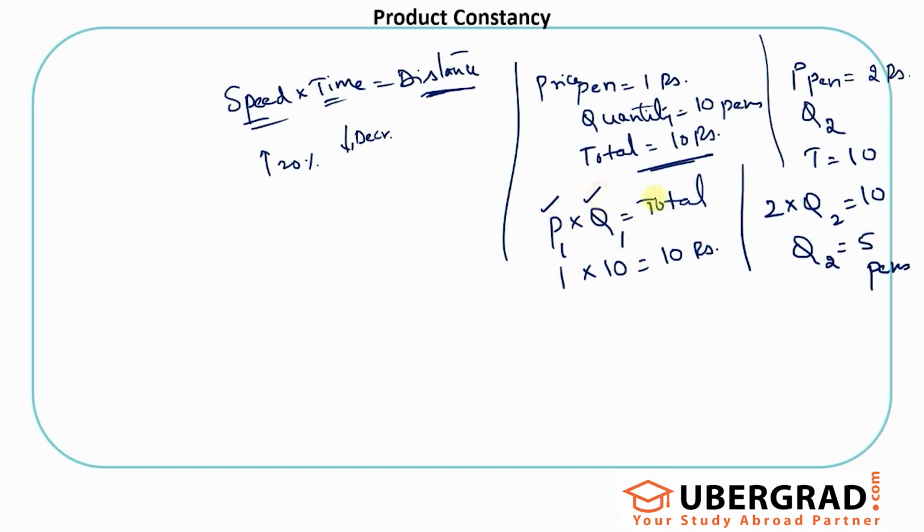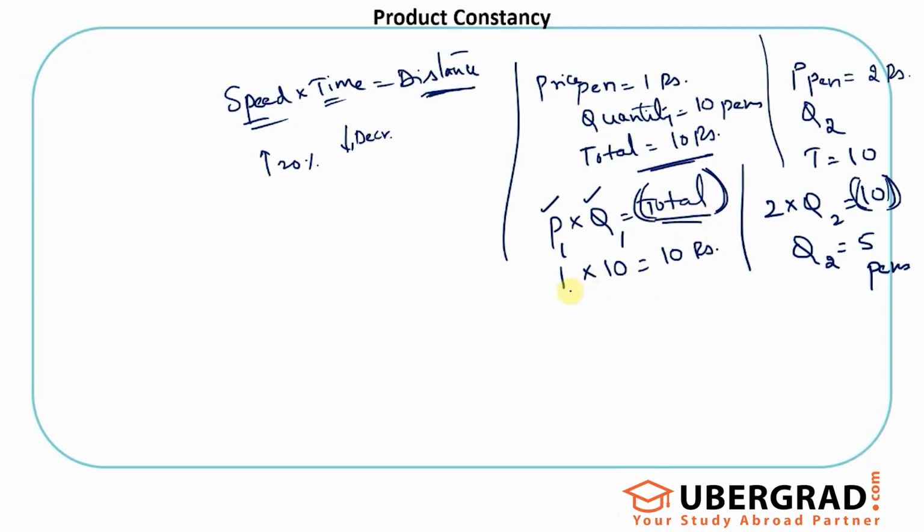The product constancy concept is that I am multiplying two things, variable 1 into variable 2, and I am getting a total. Even in the question they would give you a clue where it says this is the same. Something has happened with one of these variables, so the other will automatically have to adjust itself so that the product is still the same, right?